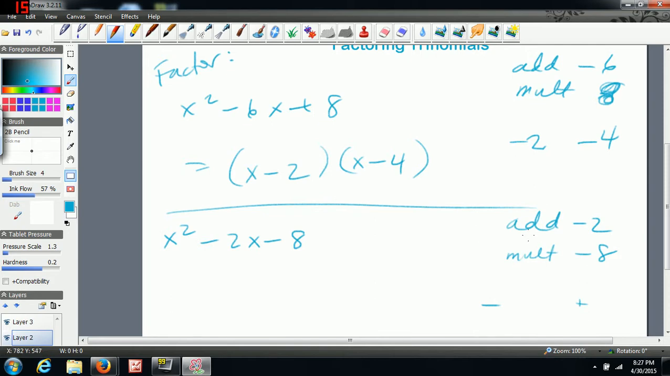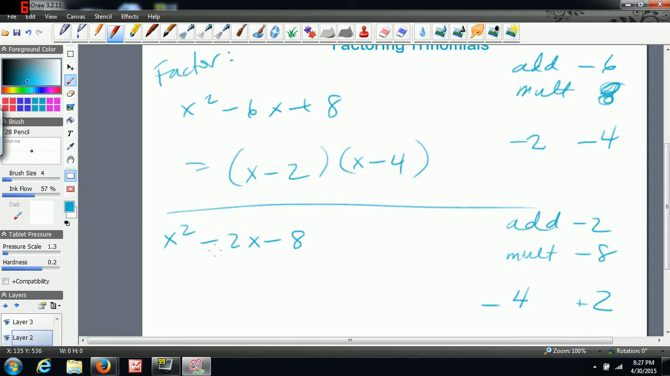So you've got adds to -2 and multiplies to -8. Well, think of numbers that multiply to -8. Right away I'm thinking 2 and 4. And yes, I can get them to add to -2 if I make the 4 negative and the 2 positive, okay?